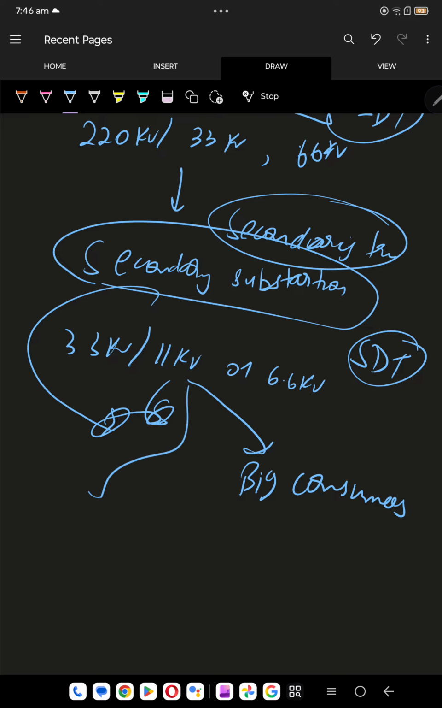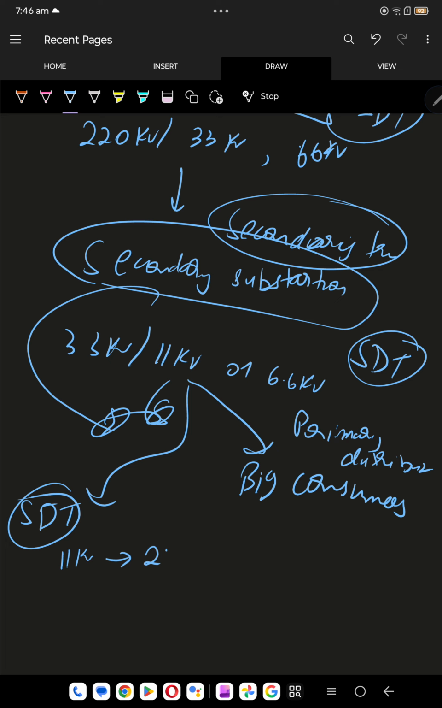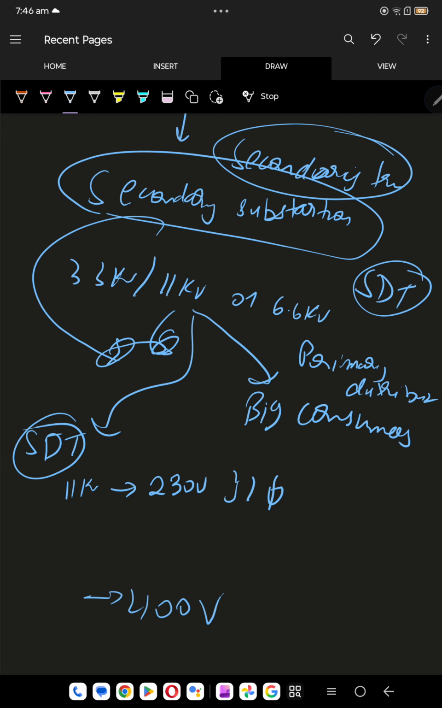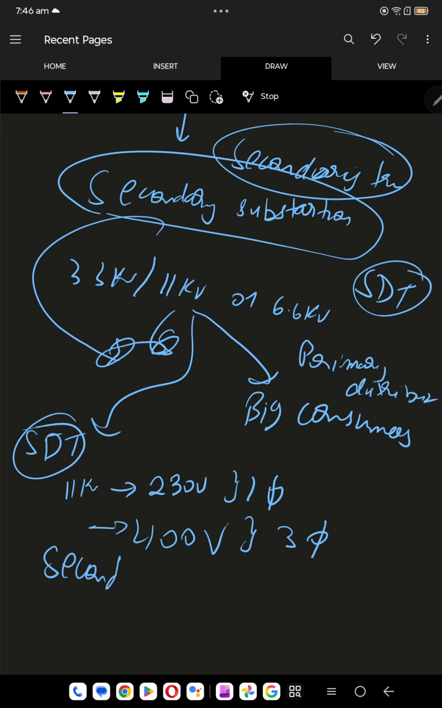Otherwise, this can also undergo step down distribution by a step down transformer. This is primary distribution. Again by a step down transformer, this 11 kilovolt, if it becomes say 230 volt, that is for single phase, and if it becomes 400 volt, not kilovolt, that's for 3 phase. This is secondary distribution.